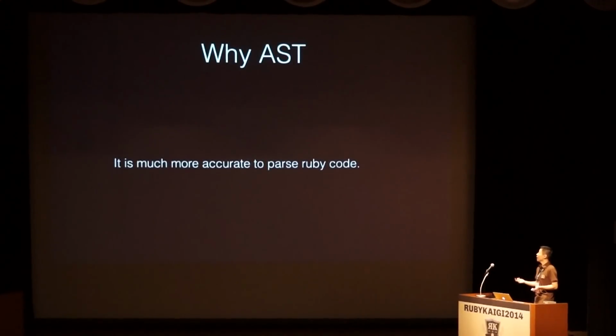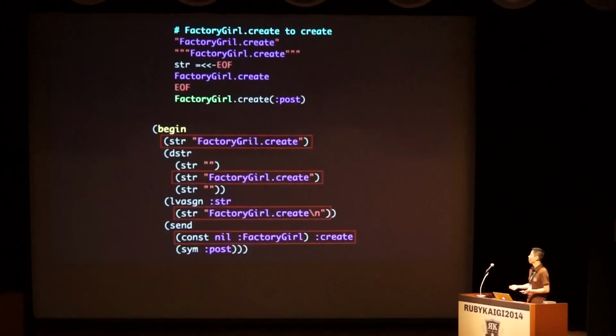So why do we use AST? Because we think it's much more accurate to parse your Ruby code. For example, for the FactoryGirl.create case, if the FactoryGirl.create string is in a comment, the AST parser will just ignore it. If it is in a string, it will indicate very clearly that FactoryGirl is a string. And if it is a method call, you can clearly see it's a send node.